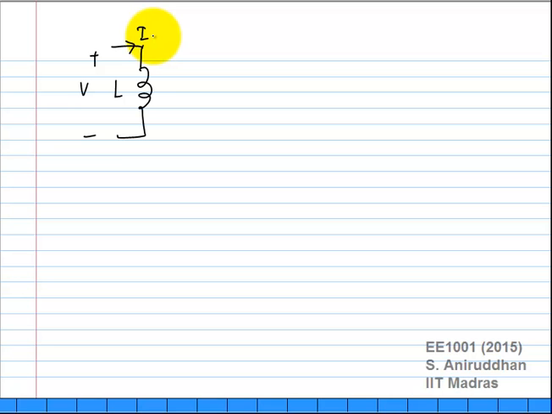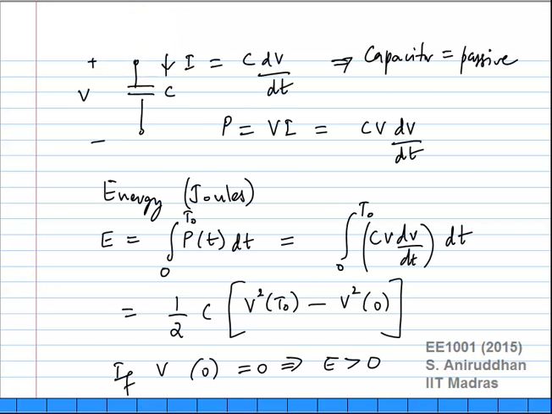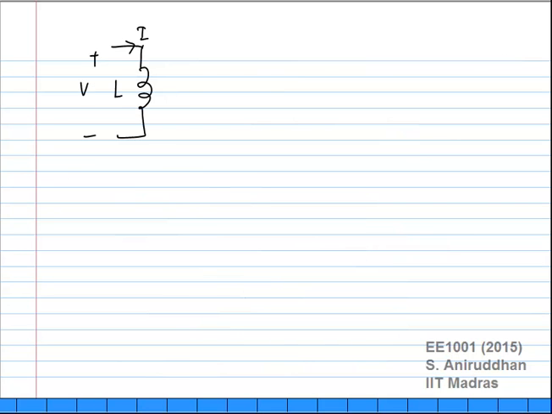What about an inductor? You expect the same thing, just the variables are shifted, the current and voltage variables are shifted. Instead of capacitance you have an inductance and so on. You can go through the same derivation which you have done here for the energy. And what is the energy stored in an inductor? You already know this, it's half Li squared.